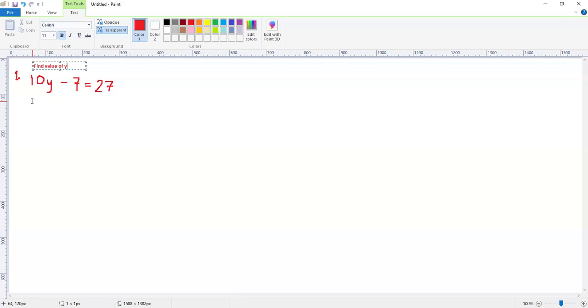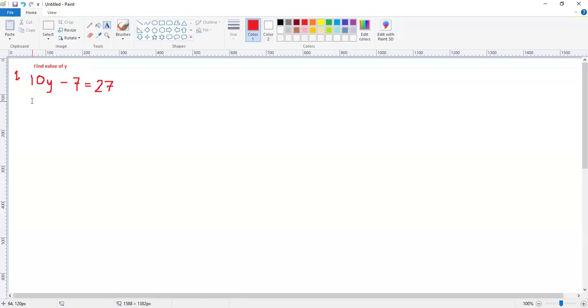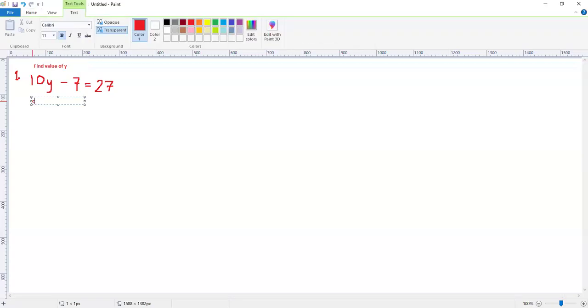So what's the first thing that we did in the notes that you took? What was the first thing we did? Is it collect like terms? Exactly. So you collect like terms. So in this case, what are the like terms here? 27 and 7. Okay, that's good.